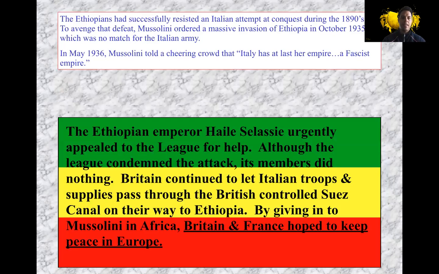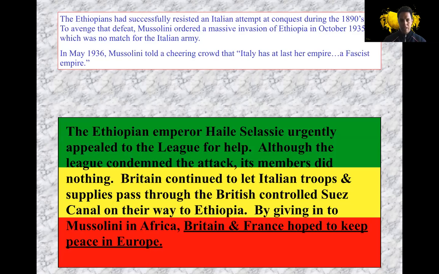So, as I said, the Ethiopians had successfully resisted the Italian conquering attempts in the 1890s, and Mussolini wanted to avenge this earlier defeat. And as he was saying, Italy has at last her empire, a fascist empire. Now, the Emperor Haile Selassie would urgently appeal to the League of Nations for help, and the League's members, including Britain, would condemn the attacks, but they would do nothing to stop them.